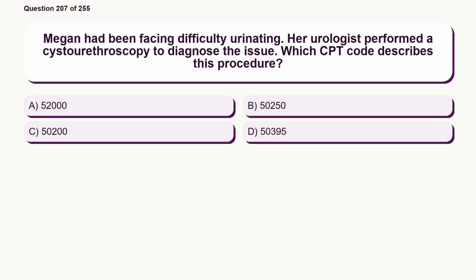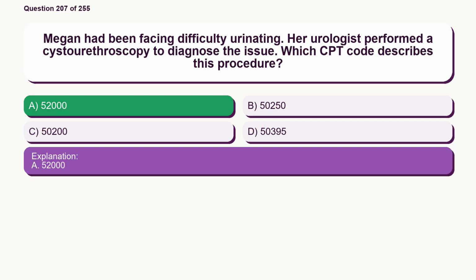Megan had been facing difficulty urinating. Her urologist performed a cystourethroscopy to diagnose the issue. Which CPT code describes this procedure? Option A, 52,000. Option B, 50,250. Option C, 50,200. Option D, 50,395. The correct answer is option A, 52,000.